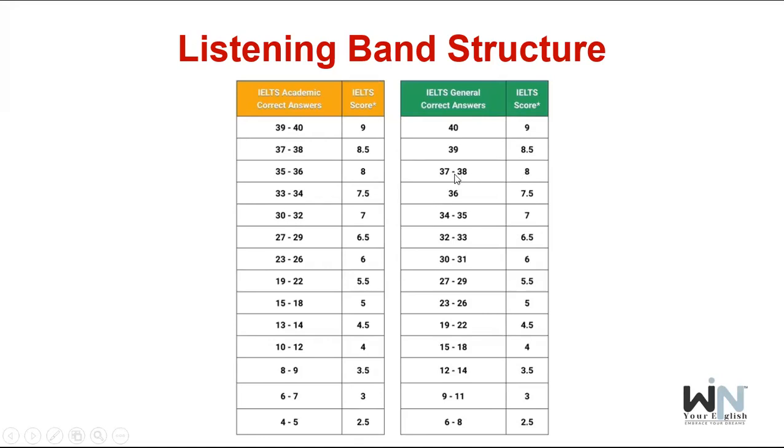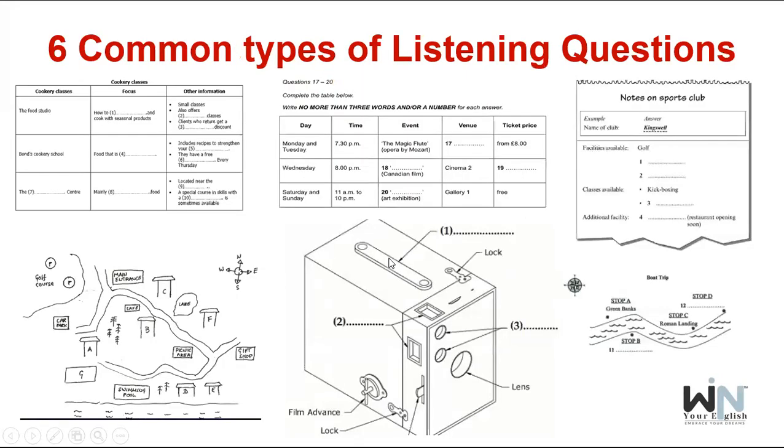So your score range would be 37 to 38, near to perfection. It's not impossible. It's very much possible if you do regular practice. For a student visa, if you get 7 bands, it's more than enough. But again, we recommend to get higher bands in listening, writing, and other modules as well.